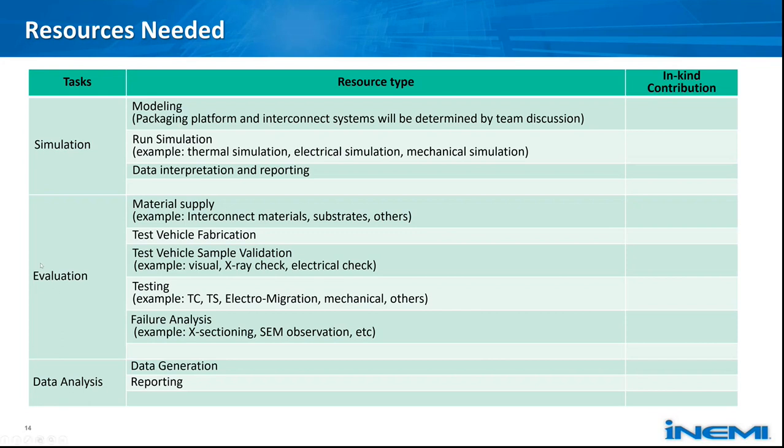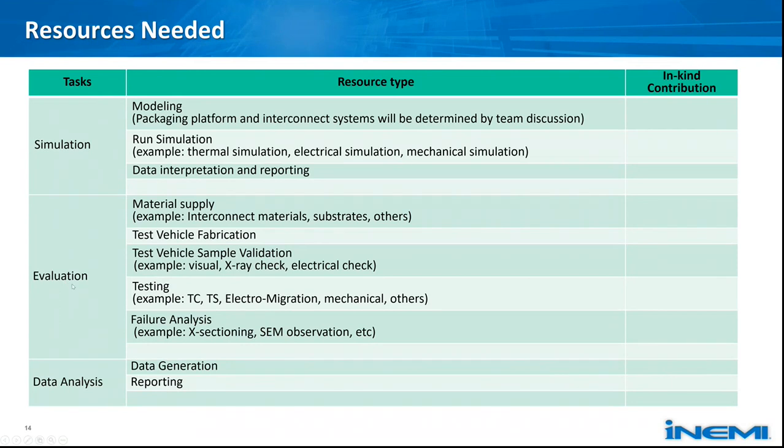So the types of resources for simulation that this team would expect is modeling studies, for example, studying the interconnect systems. The scope will be decided after the team is formed and starting. The simulation would include probably thermal and mechanical simulation, as well as some electrical performance simulation, of course, based on the details to be discussed by the team once it's started. And then reporting this data and interpreting the results to feed into the next phase.